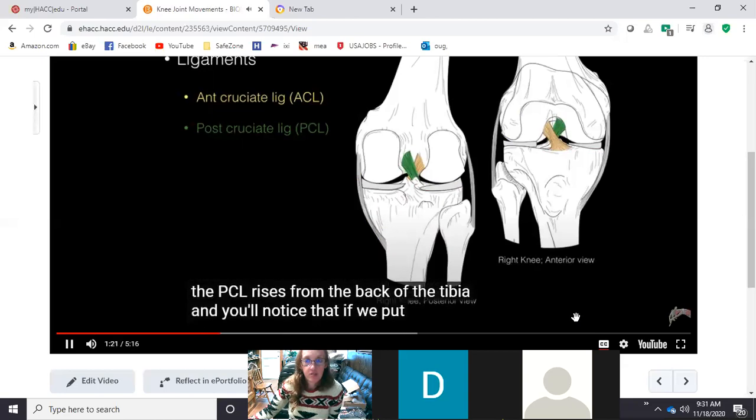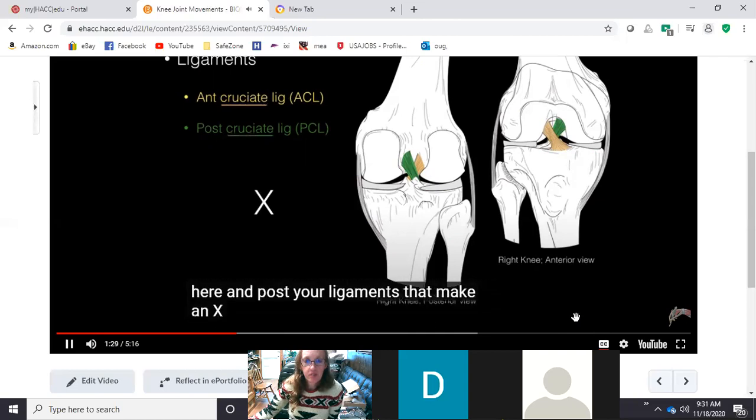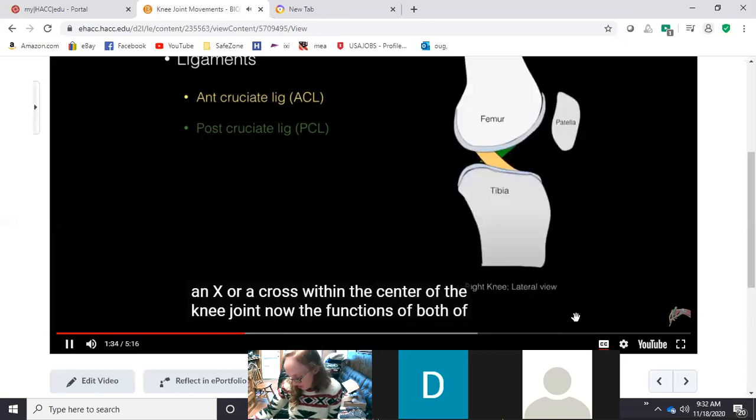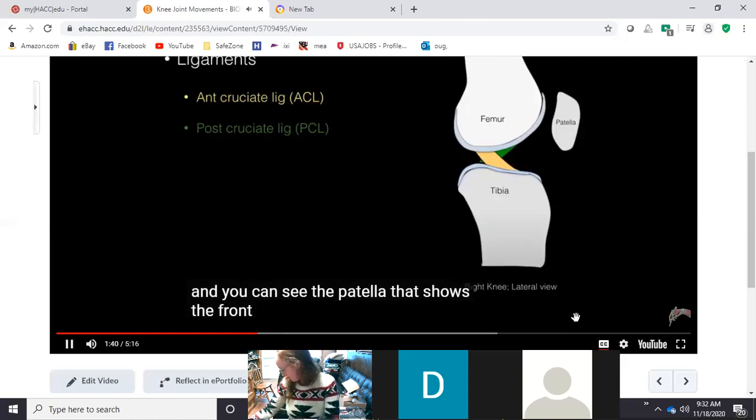And you'll notice that if we put them both together, they make a cross, hence the name cruciate, which means cross. Anterior and posterior ligaments that make an X or a cross within the center of the knee joint. Now, the functions of both of these ligaments can best be demonstrated in this lateral view of the femur and tibia, and you can see the patella that shows the front of the knee joint.